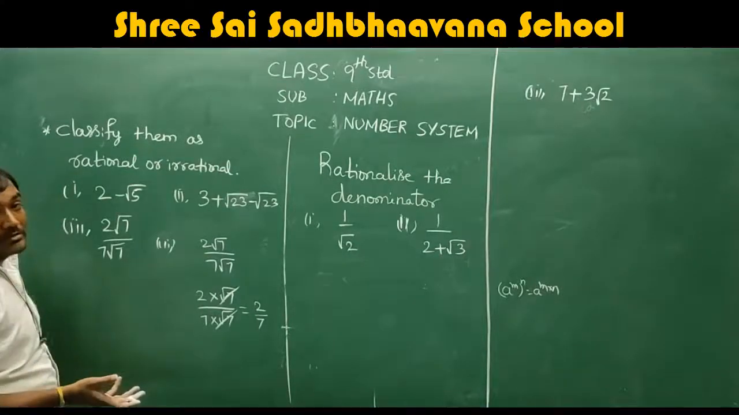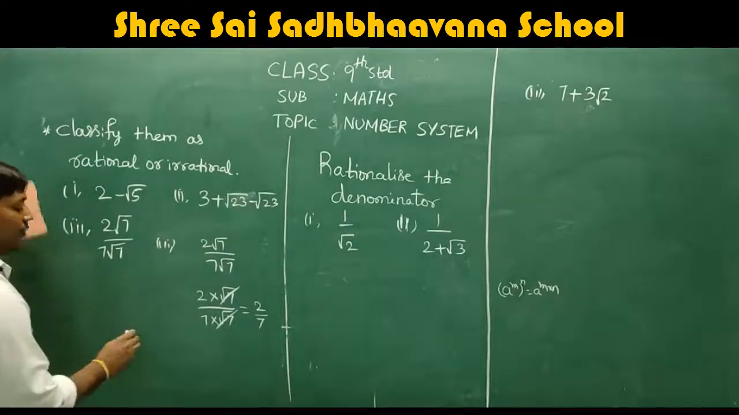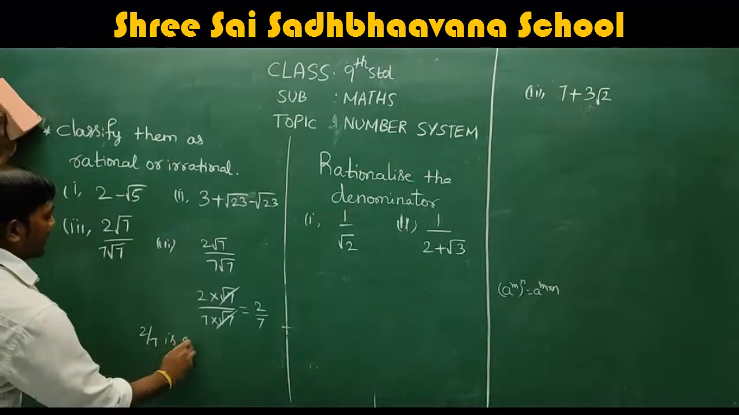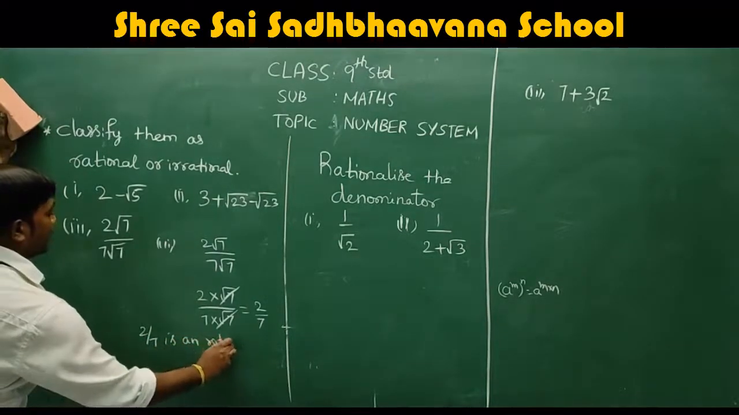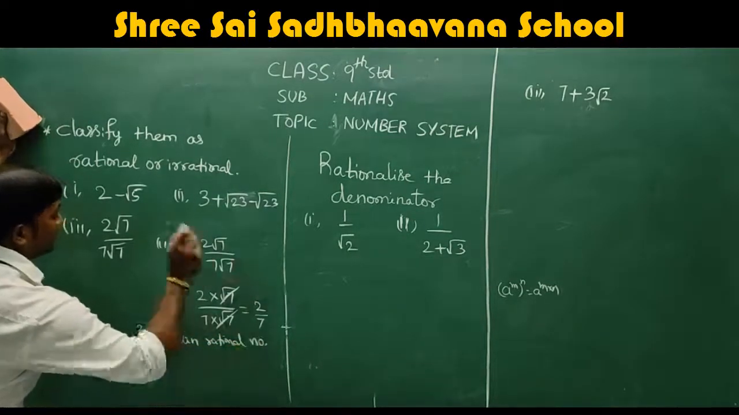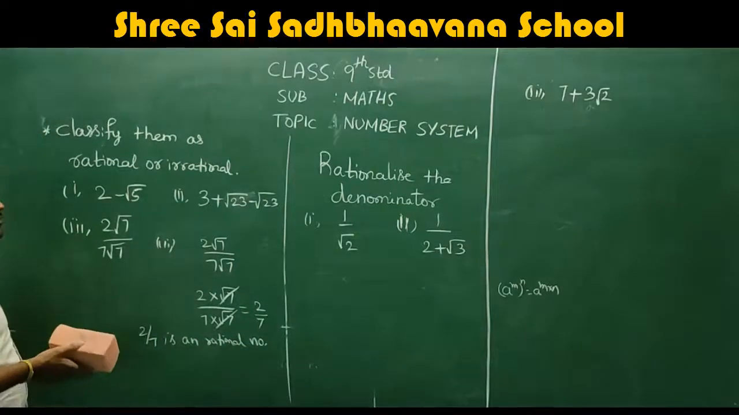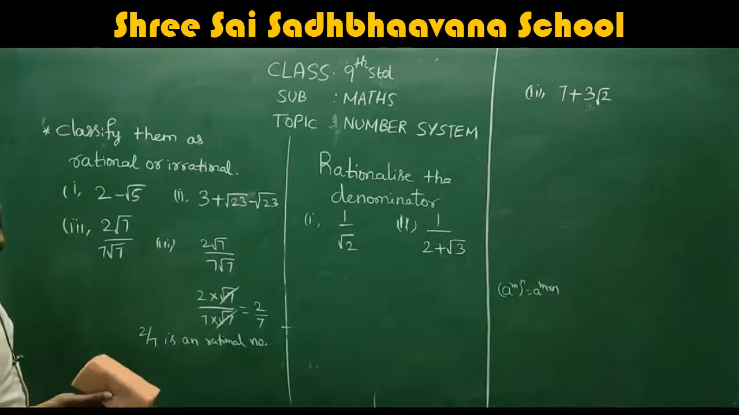So 2 by 7 is what? It is in p by q form. So 2 by 7 is a rational number. So we classified 2 root 7 by 7 root 7 as rational.